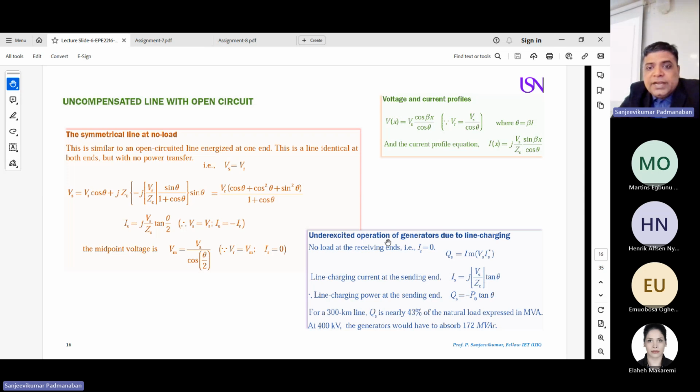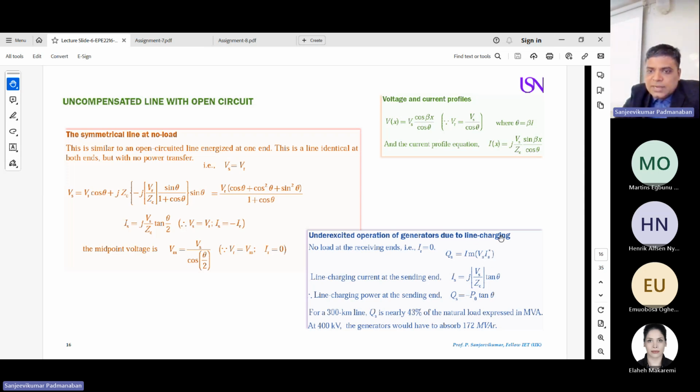For example, if your generator is under excited, there is a variation in your sending end voltage, because you make under excited operation of your generator due to the line charging. Because your cables can work as a capacitor, in order to decharge, we make under excitation. For this purpose, assume your receiving end current is 0, then the sending end reactive power is going to be Im, the maximum current, times Vs Is star.